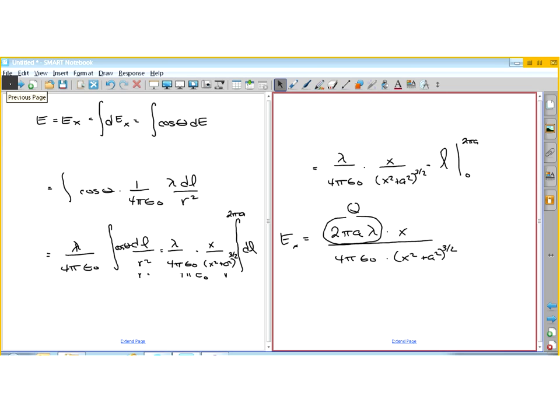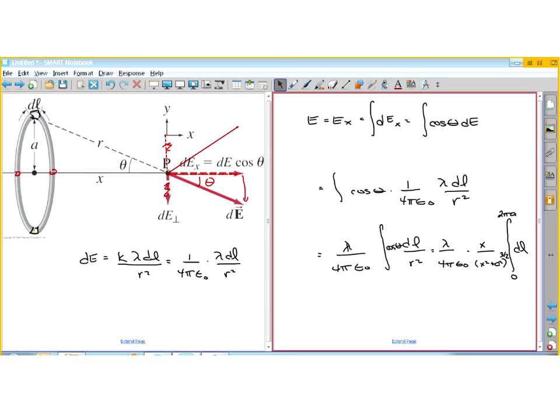So let's just kind of review what we did there. I might have to jump around a little bit. We wanted to find the electric field at any point, any distance x from the center of the ring. The distance from the center of the ring to the point of interest is x. The distance from the center of the ring to the outside of the ring is a, which is the radius of the ring. And the distance from the actual ring piece to the point P is r. A squared plus x squared equals r squared.